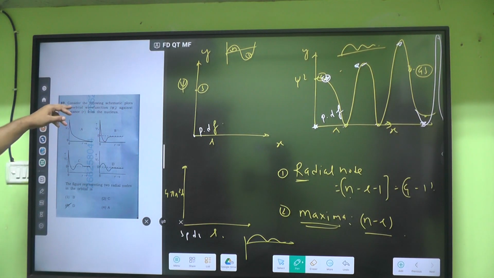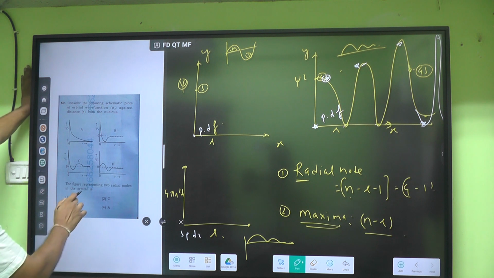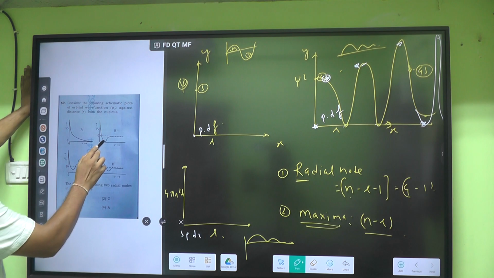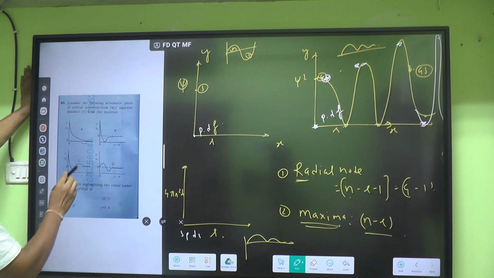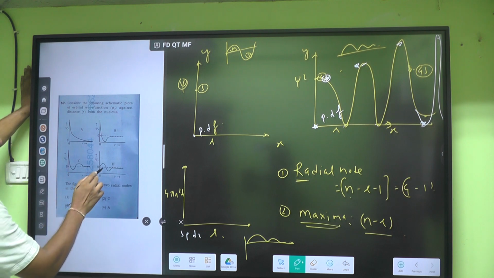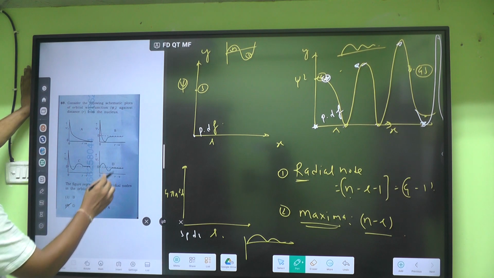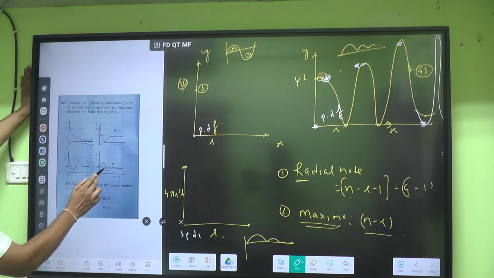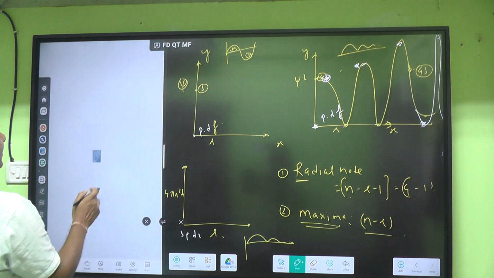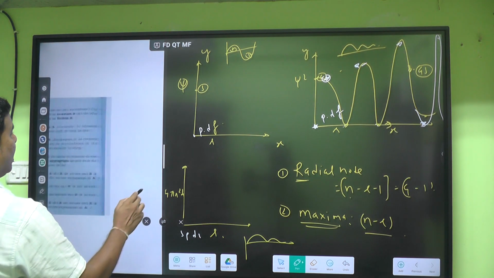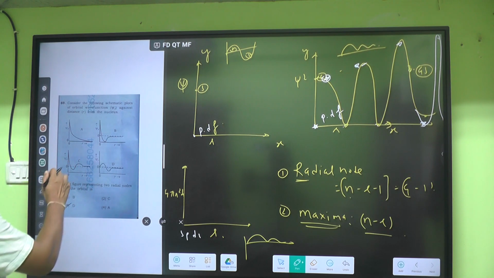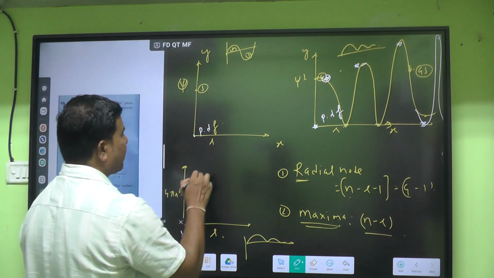So check here, the figure needs 2 radial nodes. Here there is no radial node, 0. Here there is 1 radial node, not possible. Here there is only 1 intersect, so only 1 radial node. In option D there is only 1 touch. Here there are 2 radial nodes. Understood everyone? So now here there are 2 radial nodes. That's why option C is correct. Answer will be C.